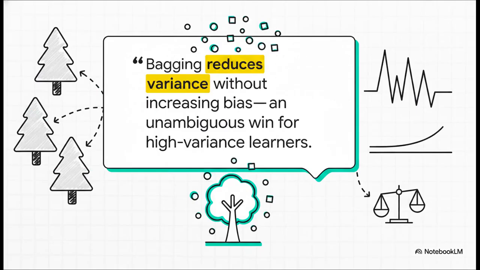So what this all boils down to is that by averaging out all these different predictions, bagging smooths out that instability we were talking about. It cuts down on that high variance and makes the whole model way more reliable. And, this is the best part, it does it without making the model fundamentally less accurate. There's no trade-off. For unstable models like decision trees, it's just a straight-up, unambiguous win.